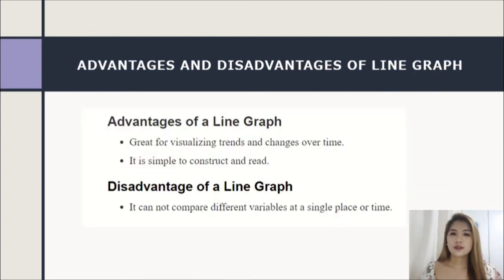So here are the advantages and disadvantages of line graph. So first advantage is that it is great for visualizing trends and changes over time. And next, it is simple to construct and read. While the disadvantage of this is that it cannot compare different variables at a single place or time.